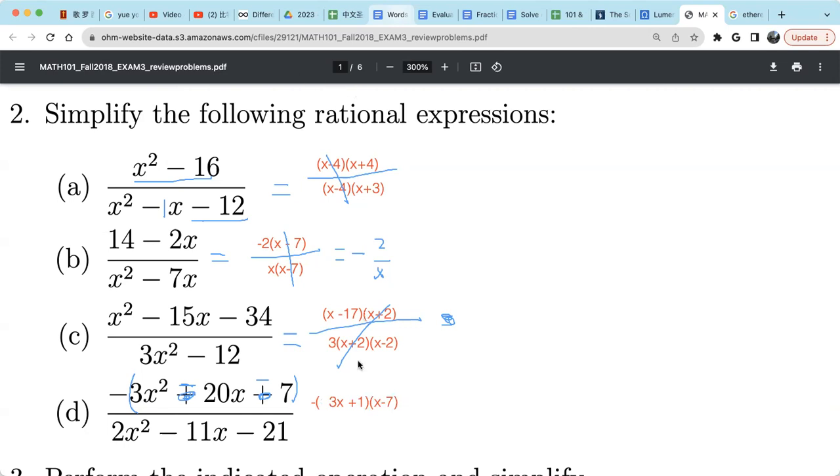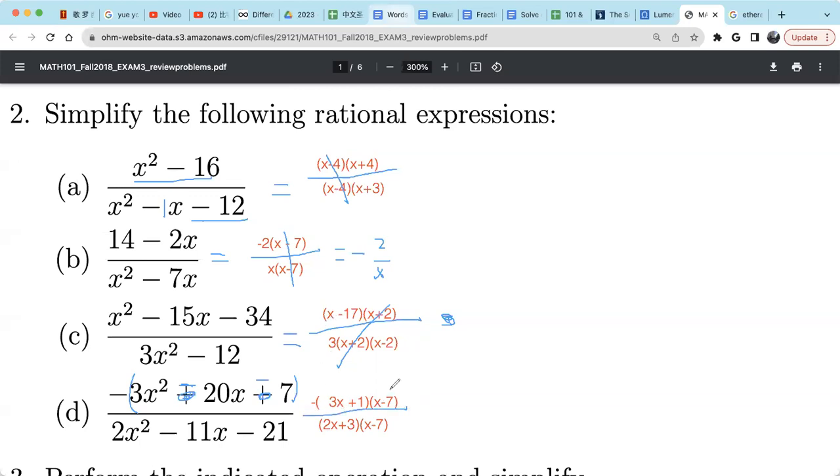And the denominator, similarly, I factor the denominator. I'm thinking about 2x. So I want to pair 2 with the factors of negative 21 to come up with negative 11. So 21, I can do 3 and 7, right? 2 times 7 is 14. 14 minus 3, that's 11. Bingo. So I want 2x times 7, and I put 3 with the 2x, otherwise x minus 7. You see, 3 times negative 7 is negative 21. 2x times negative 7, that's negative 14, plus 3x, that's negative 11x.